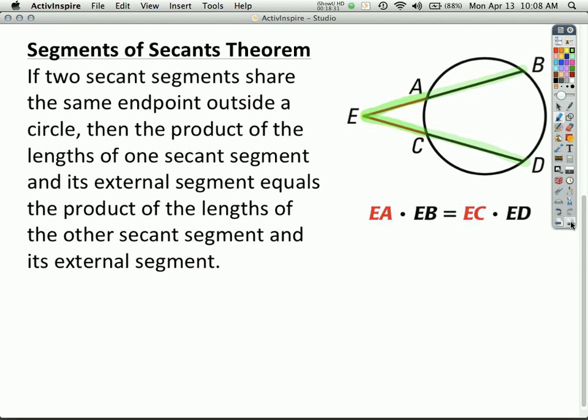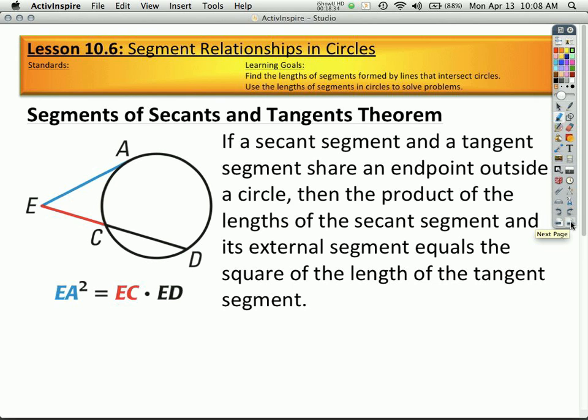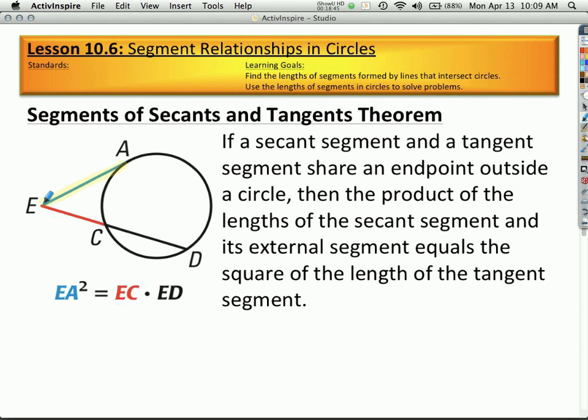And then finally, if one of the secants was changed to a tangent, how would that affect the relationship? Well, this tangent is not being broken into two segments, whereas all the other ones were broken into two segments. So what do we do with that? Well, now we square the length of the tangent, and then the other side of the relationship stays the same. External segment times the whole secant. And that's called the segments of secants and tangents theorem. As always, the idea is the most important, not the name of the theorem. Any questions before we jump in?